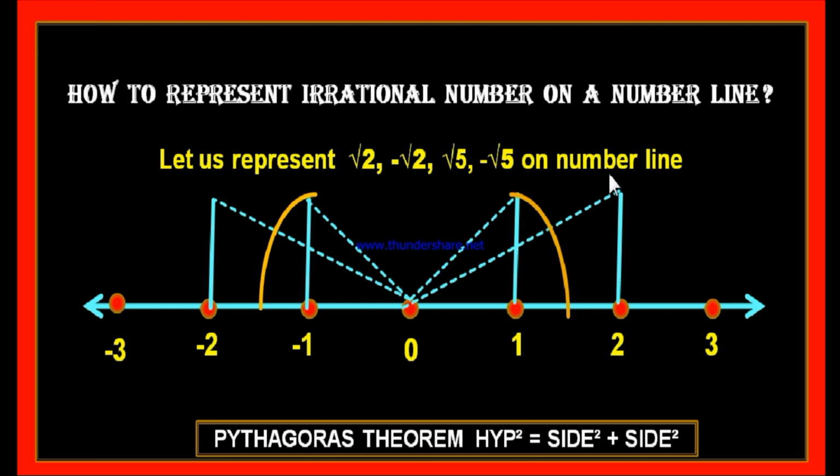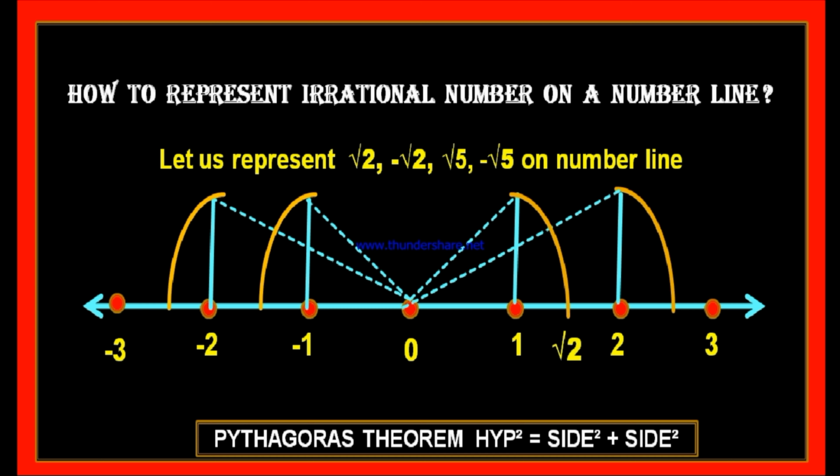Draw an arc passing through this point like this, so that it may meet the number line at a particular point. On the other side also, you keep the point of the compass at 0 and draw an arc which passes through this point, may cut the negative side of the number line at a particular point, and this is minus root 5. Clear?